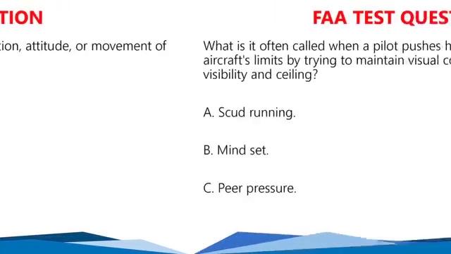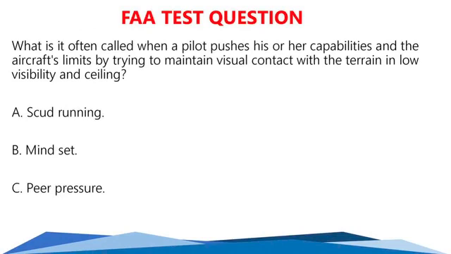Next one we want to talk about for the test question is going to be relating to one of the following. Let me bring up the test question here. What is it often called when a pilot pushes his or her capabilities and the aircraft's limits by trying to maintain visual contact with the terrain in low visibility and ceiling? Is it scud running, mindset, or peer pressure, or all of the above?